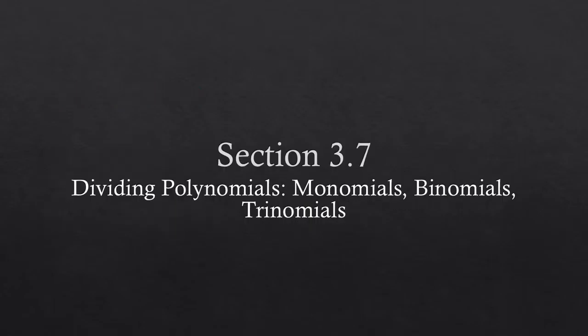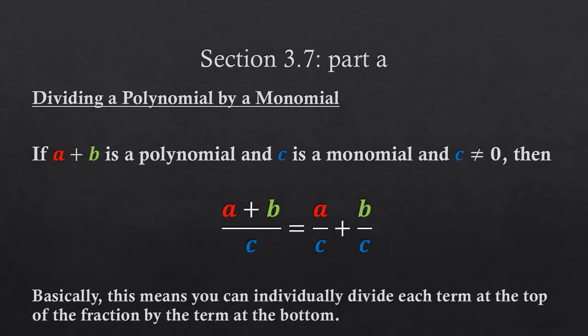Section 3.7, dividing polynomials, subsection meaning monomials, binomials, and trinomials. Dividing a polynomial by a monomial. If a plus b is a polynomial and c is a monomial and c does not equal 0, then a plus b divided by c equals a divided by c plus b divided by c.